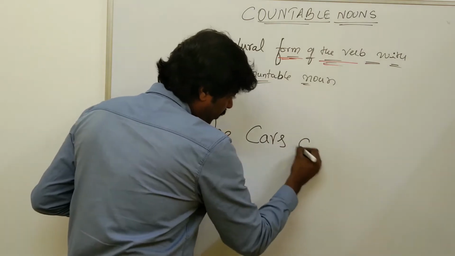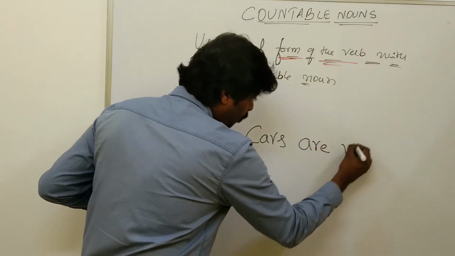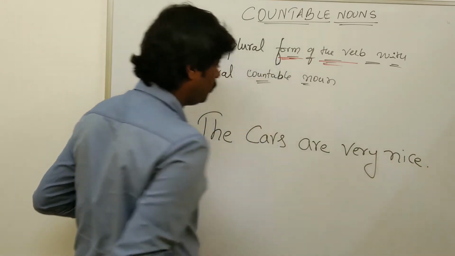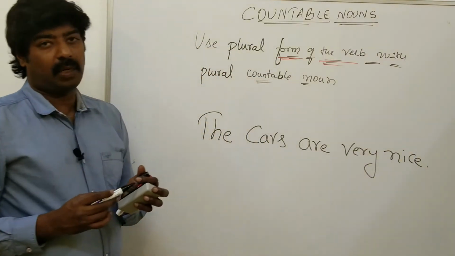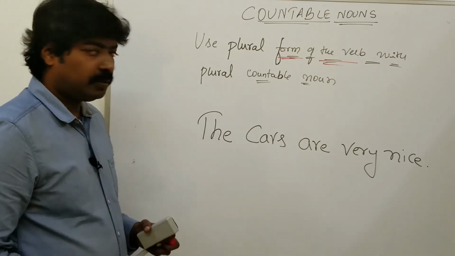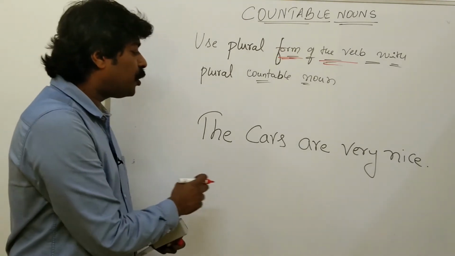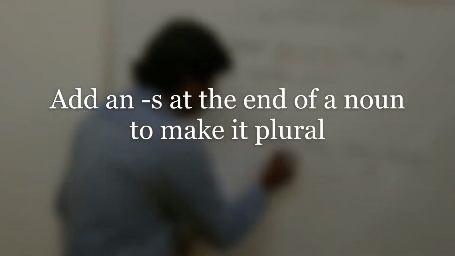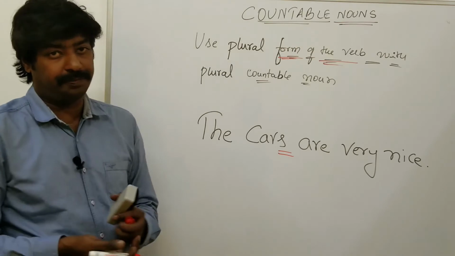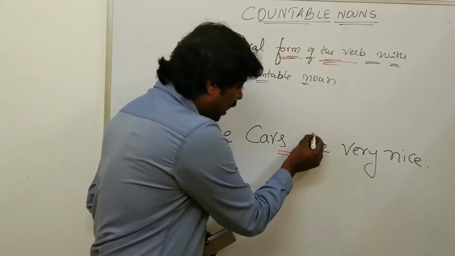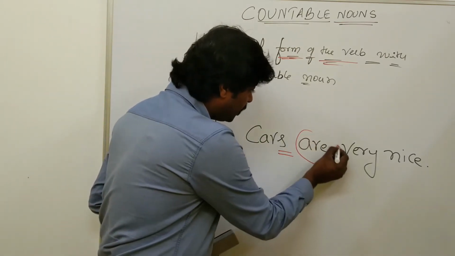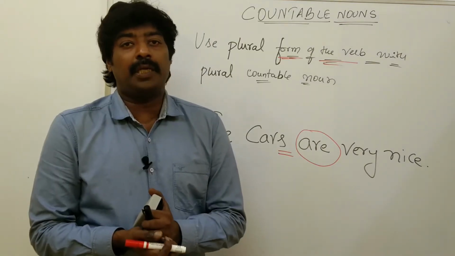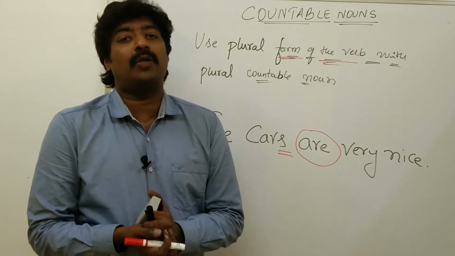The cars are very nice. Here we are talking about several cars. So add an s at the end of a noun to make it plural. And also notice that the verb to be is in the third person plural. Hence a plural noun indicates that there is more than one of that noun.